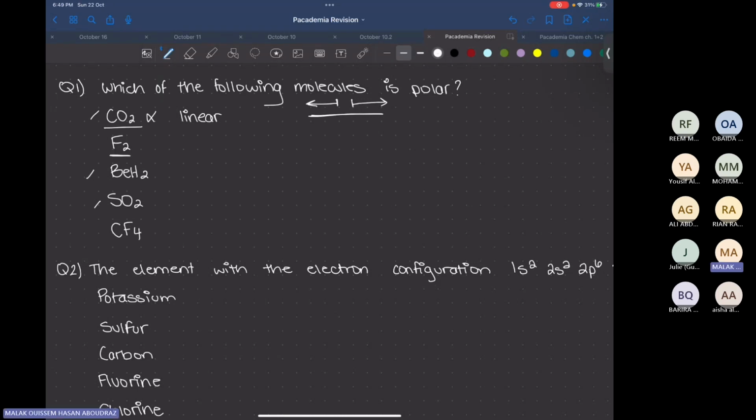For the second one, none of you said this was the answer, so at least you guys know that part. I have two atoms which are the same. There's obviously going to be no polarity between them, right?